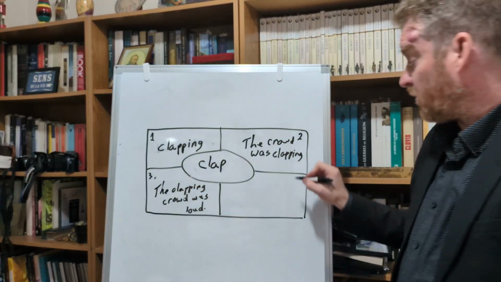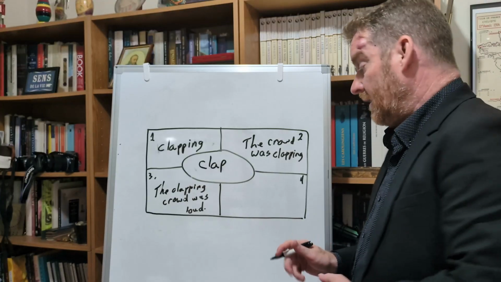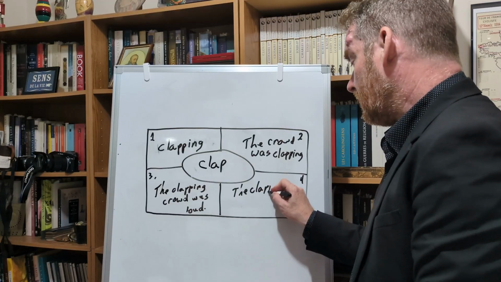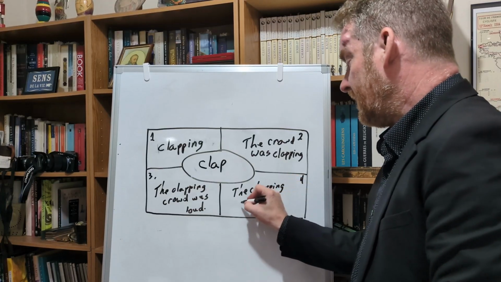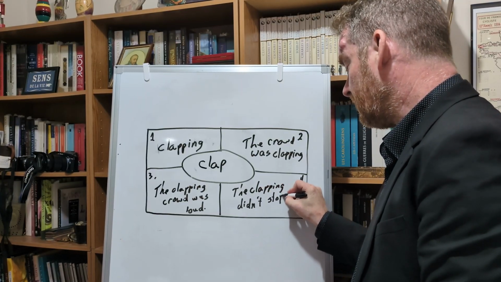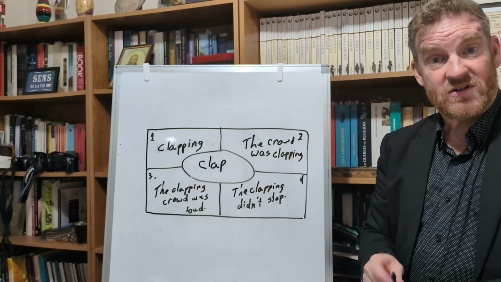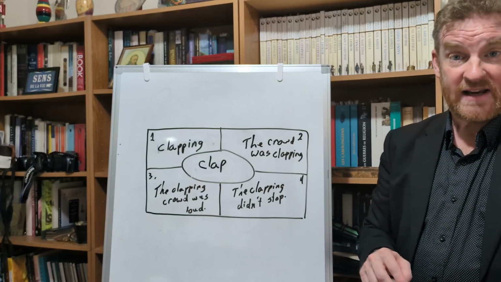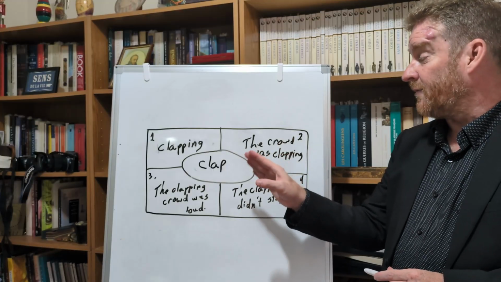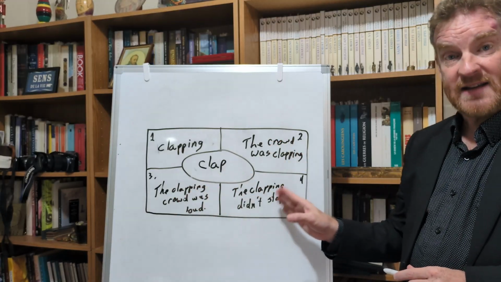And then finally, in box number 4, they would have to use clapping as a noun. The clapping didn't stop. And again, based on the abilities of your students, you can extend this activity however you like. This is just a great quick activity to reinforce the idea that ing can function as continuous action, as an adjective, and as a noun.